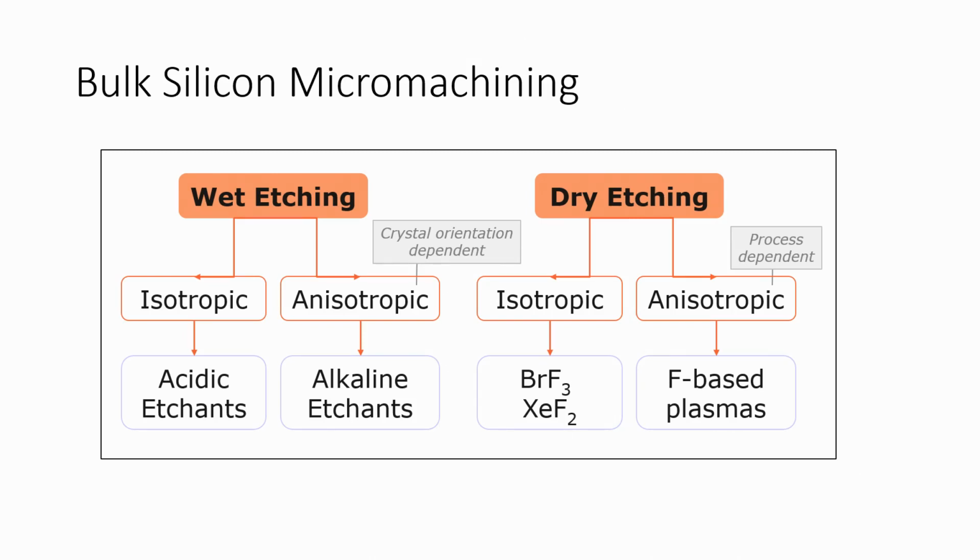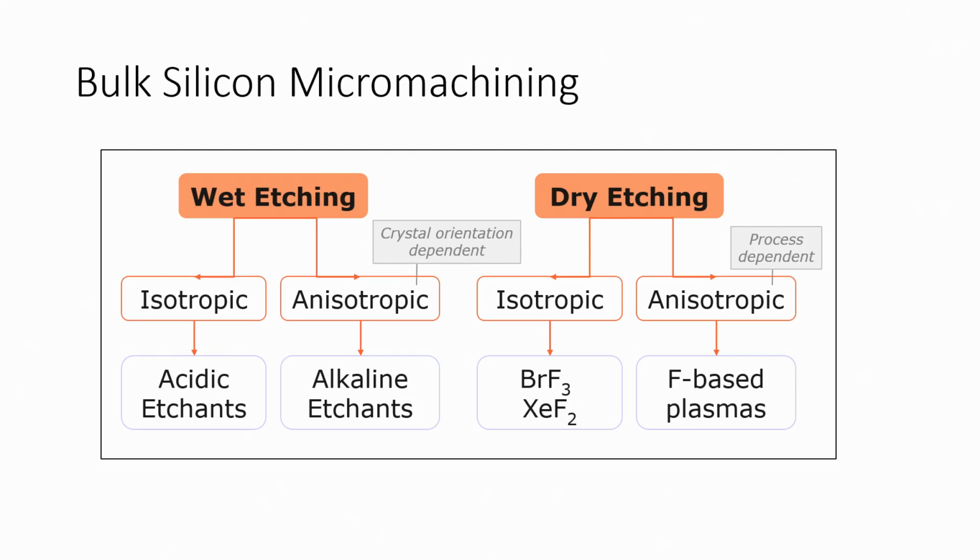Now, if it is acidic etchants, then we will generally get isotropic etching, while if it is alkaline we will get anisotropic. In the case of F based plasma we will get anisotropic etching, and this is the case of dry etching, while with BrF3 or XeF2 we will get isotropic etching.